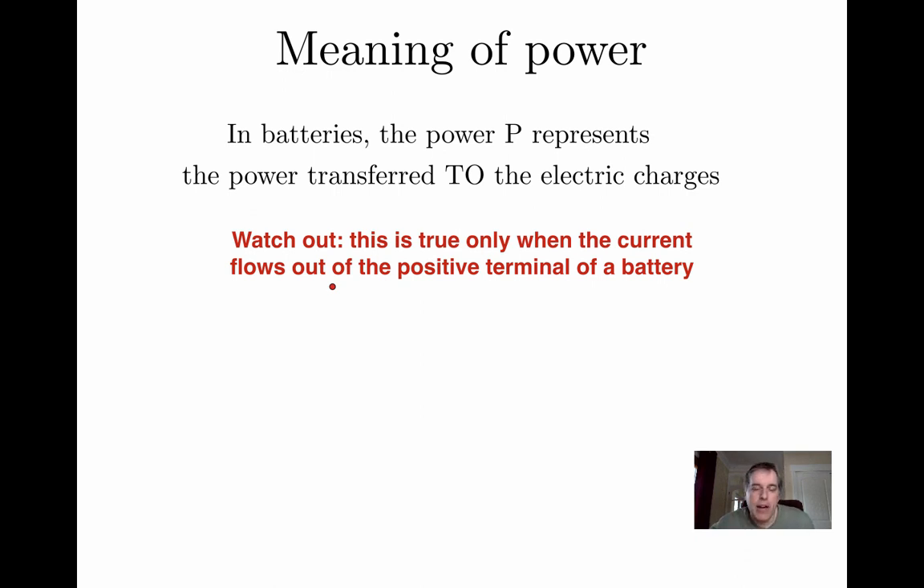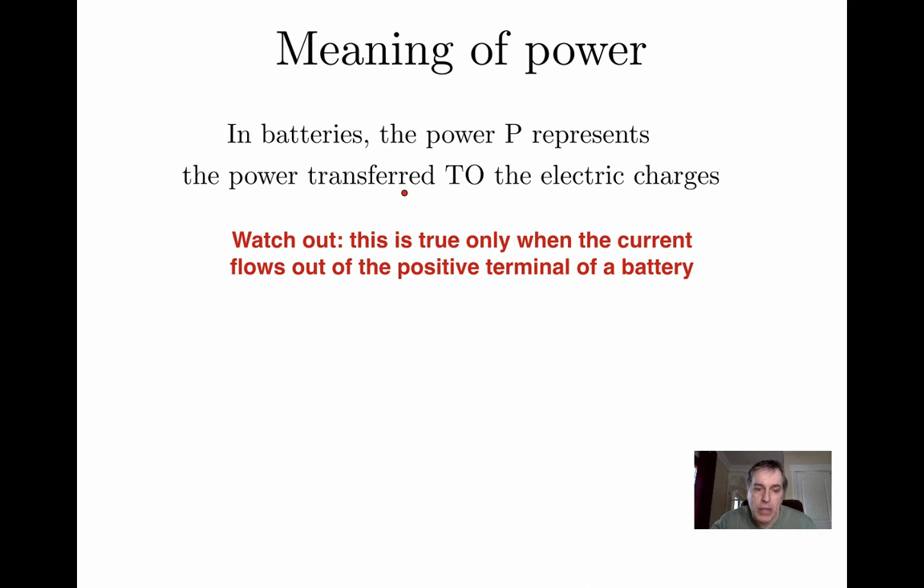It turns out that in more complicated circuits, you can have cases where you have batteries in which the current enters a positive terminal instead of coming out of the positive terminal. For those batteries, the power will have a different meaning. But for now, in circuits where you have only one battery and just resistors, you don't have to worry about this warning. We will always have current flowing out of the positive terminal, in which case energy is always given to the charges by the battery. So for now, ignore this comment here, and you can see that for now, the power is always energy transferred to the charges.